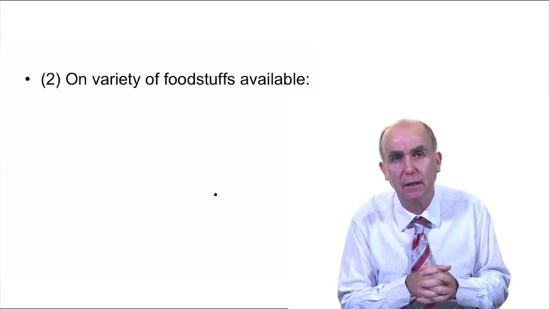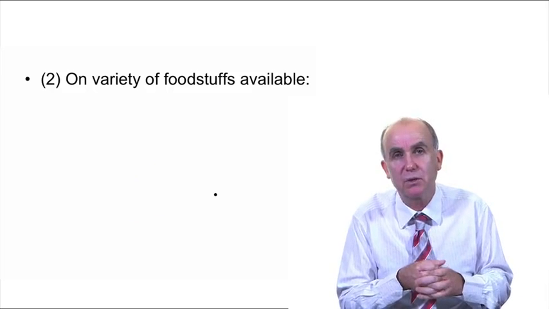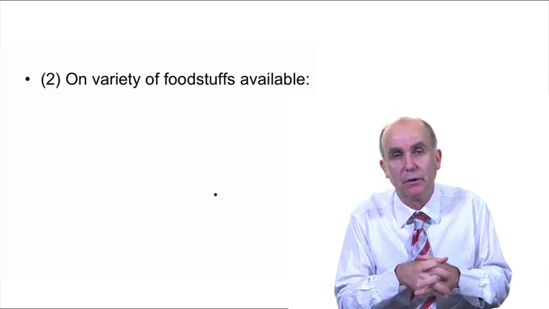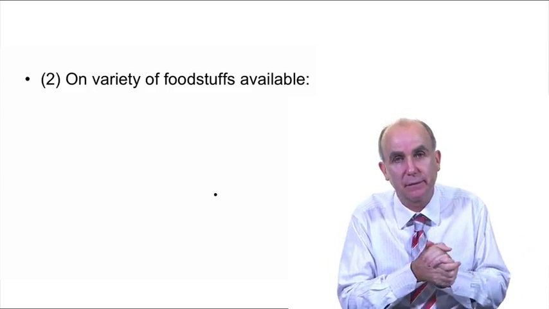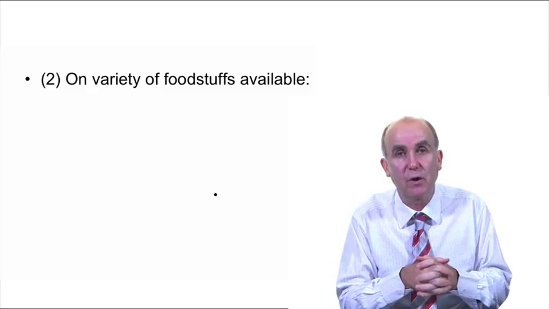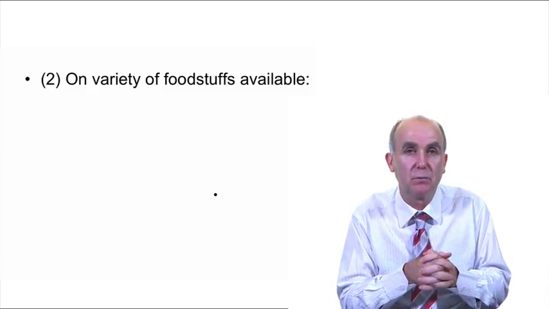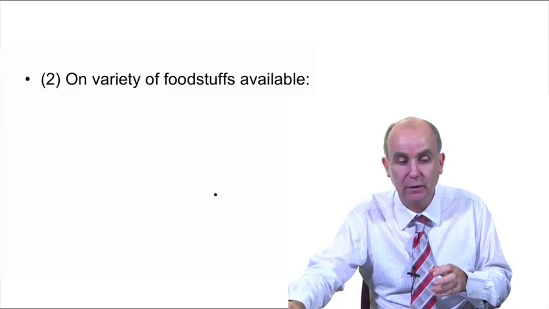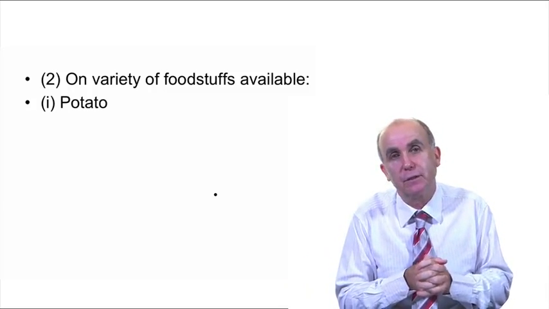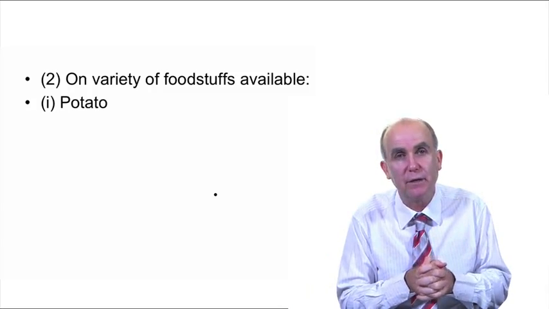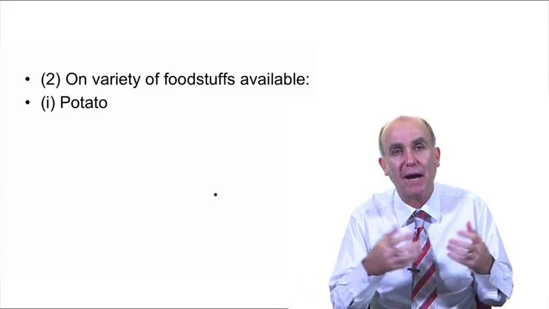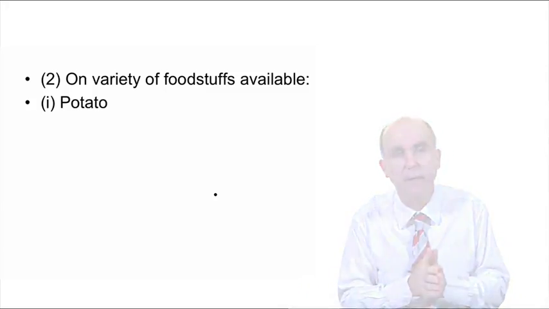The second major impact of the Columbian Exchange was on the variety of foodstuffs available in Europe. So through their travel to the Americas and to Asia, the Europeans became aware of a variety of foodstuffs which were suitable for growing or consuming in Europe. One example is the potato. So the potato turns out to have high nutrition value. The potato also provides a very high level of energy per acre planted with potatoes.